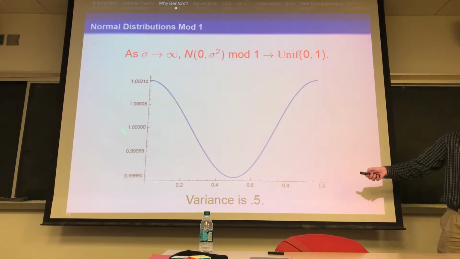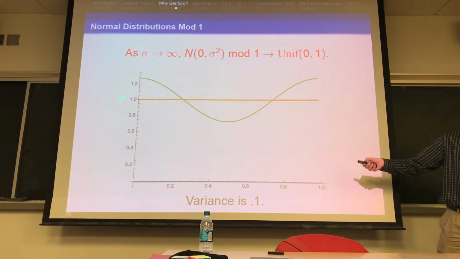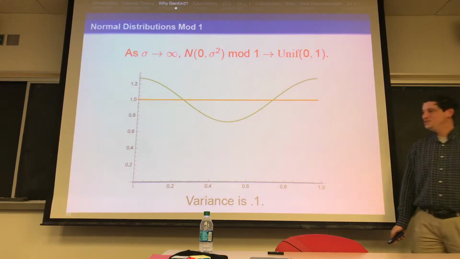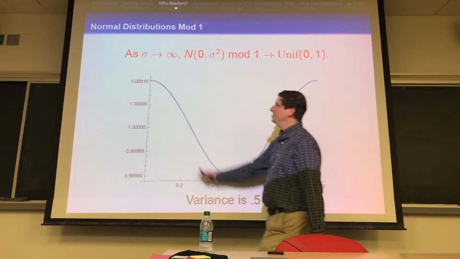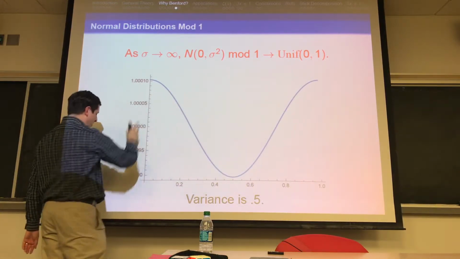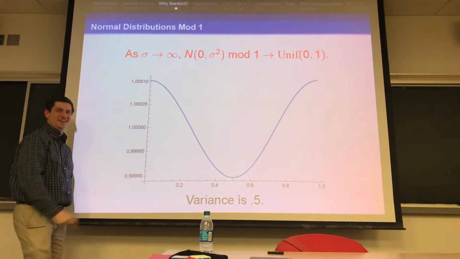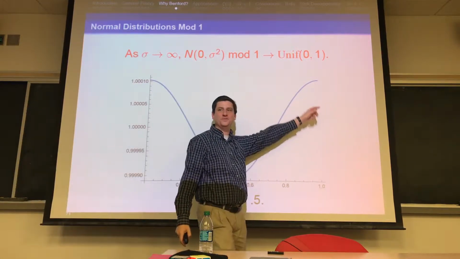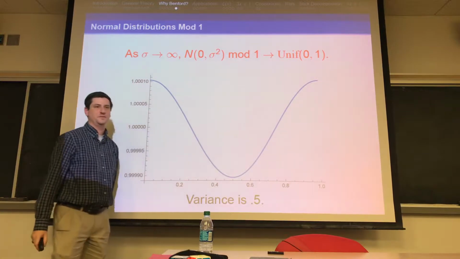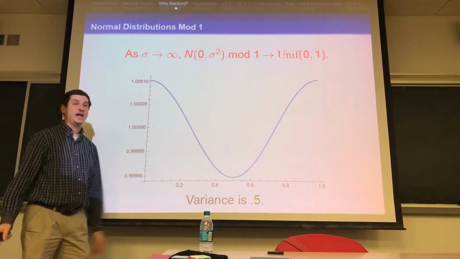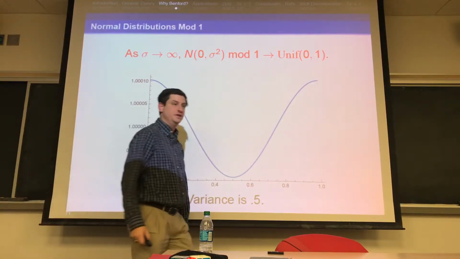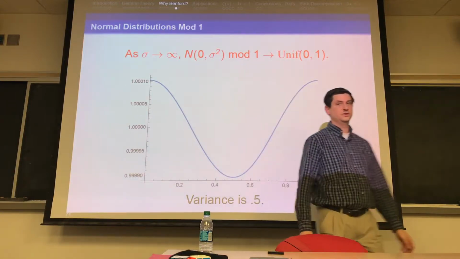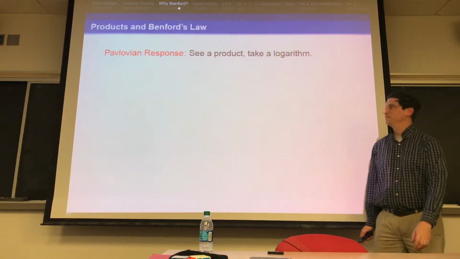Yeah, look at the scales. Over here, the scale goes from 1.2 down to 0. Always look at the label on the axes. Here it's going from 1.0001 to 0.9999. So yes, if you look at it like this, it looks like there's some great variation, but it's essentially constant. So already when the variance is a half, the Gaussian modulo 1 is very close to a uniform distribution.